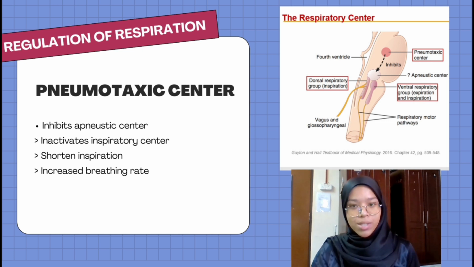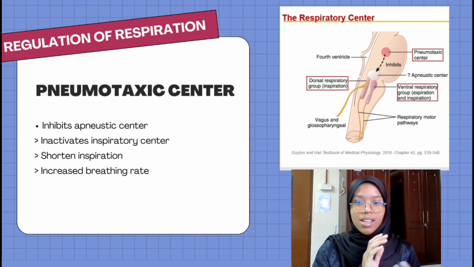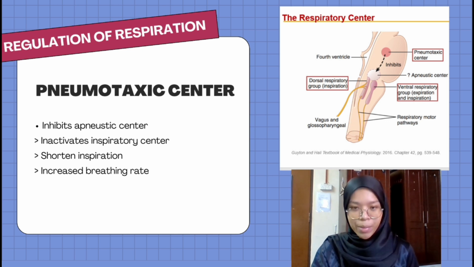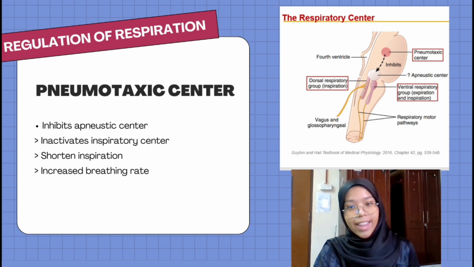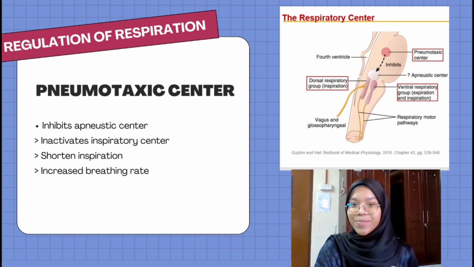And because the apneustic center controls inspiration, when it is inhibited, it inactivates the inspiratory center, causing shorter inhalations. And because our breathing in is shorter, it also increases our breathing rate so that we can get an adequate amount of oxygen. And that is all for the respiratory center.